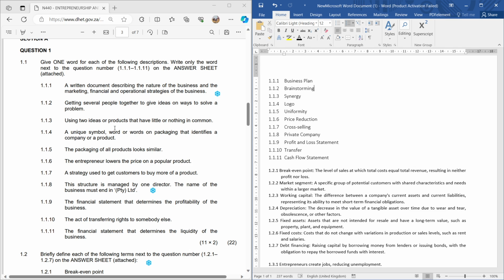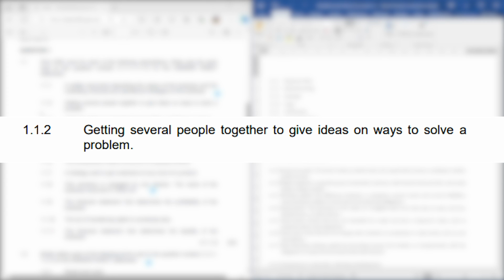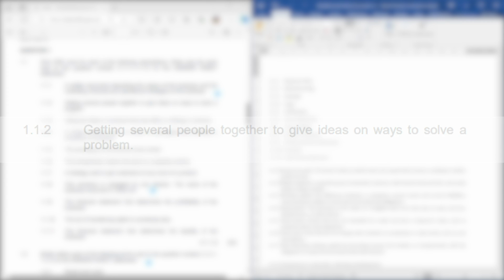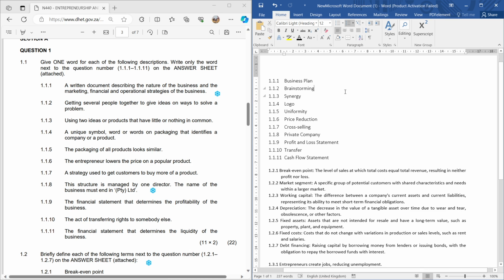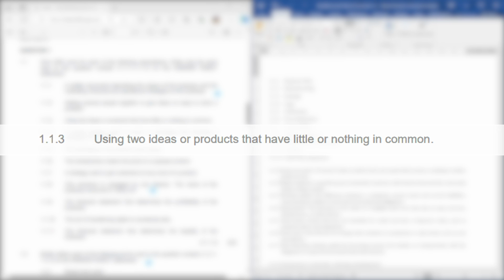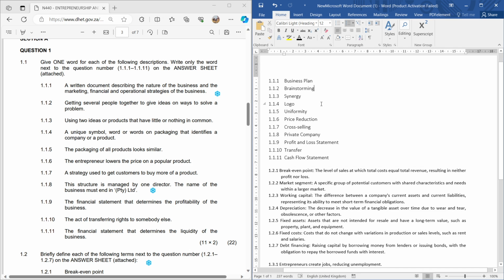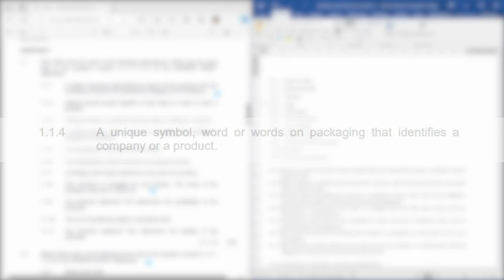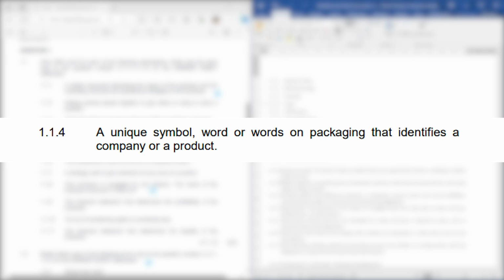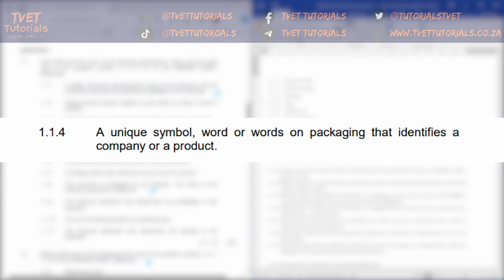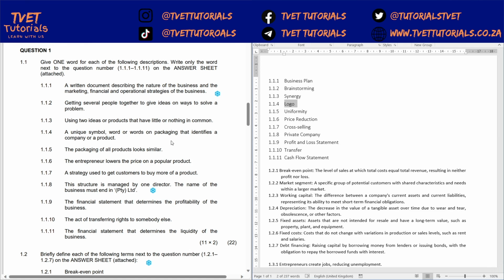Let's look at the second statement, which reads, getting several people together to give ideas on ways to solve a problem. That is brainstorming. If you have a group of people coming together with their different ideas to solve a particular problem, that is called brainstorming. The next statement reads: using two ideas or products that have little or nothing in common. That is synergy. And then the next statement, a unique symbol, word, or words on packaging that identifies a company or a product, is a logo.